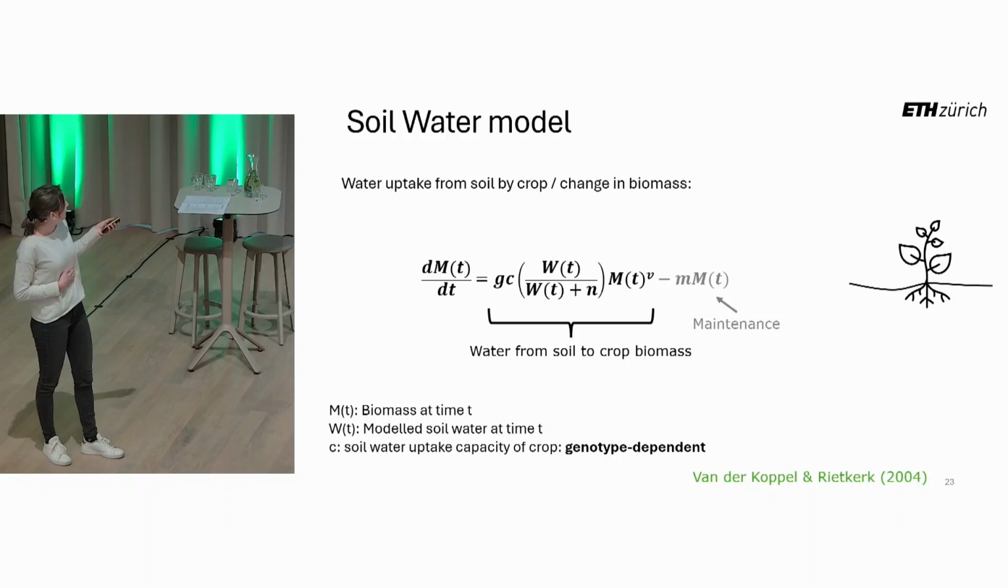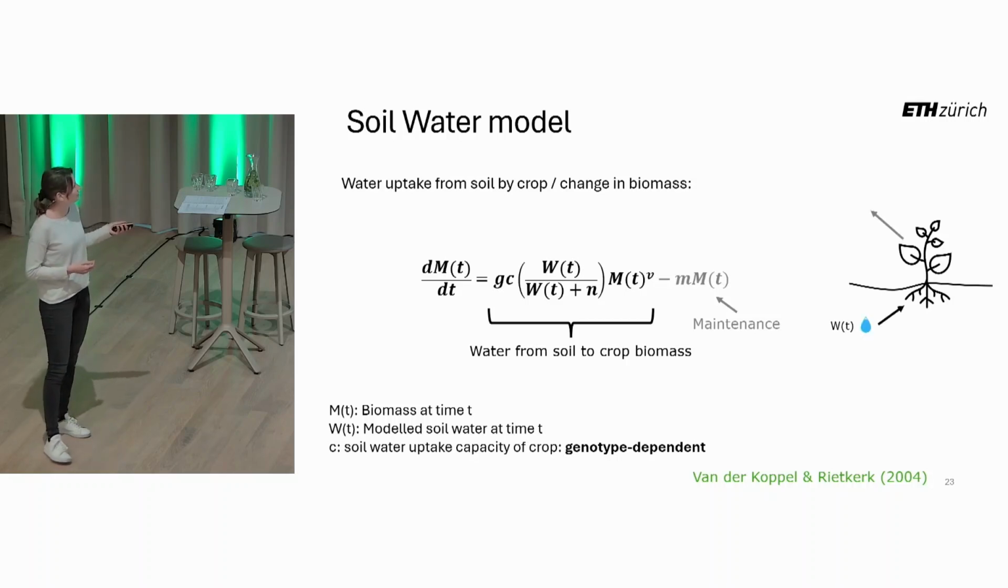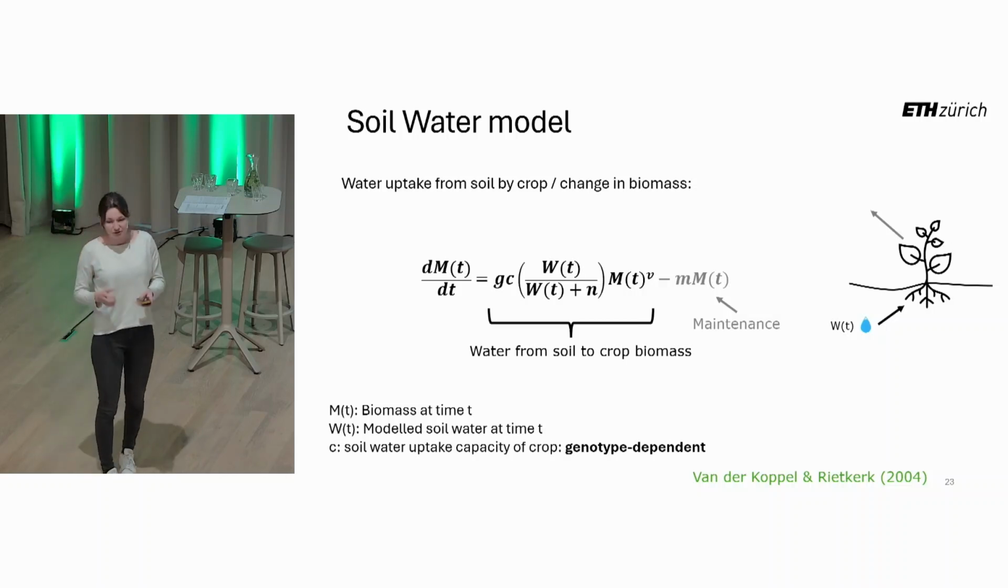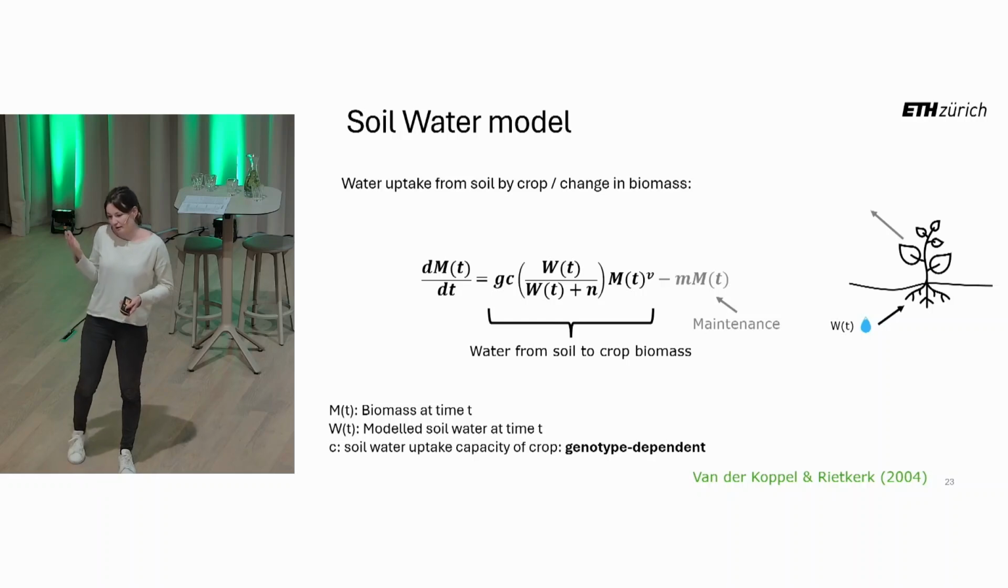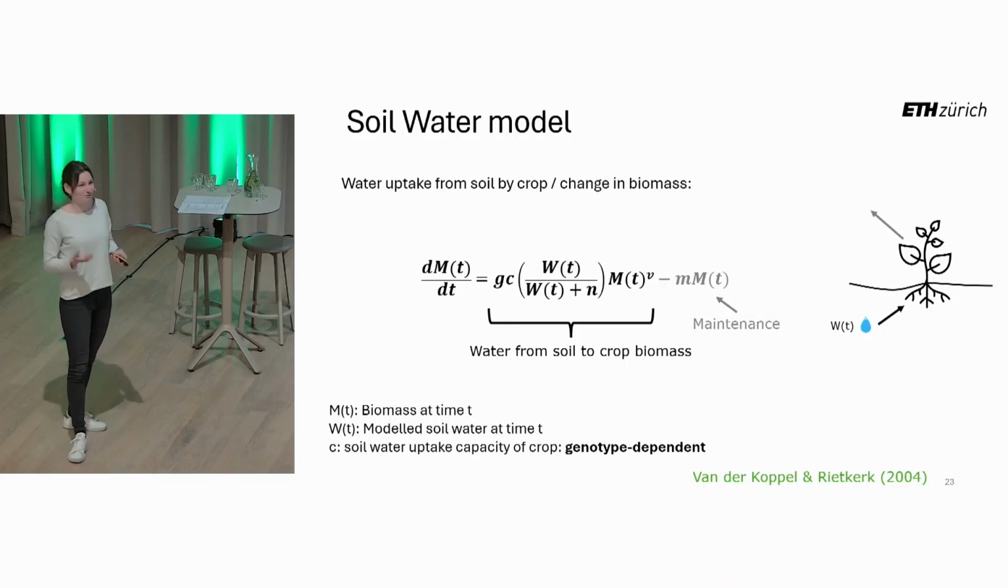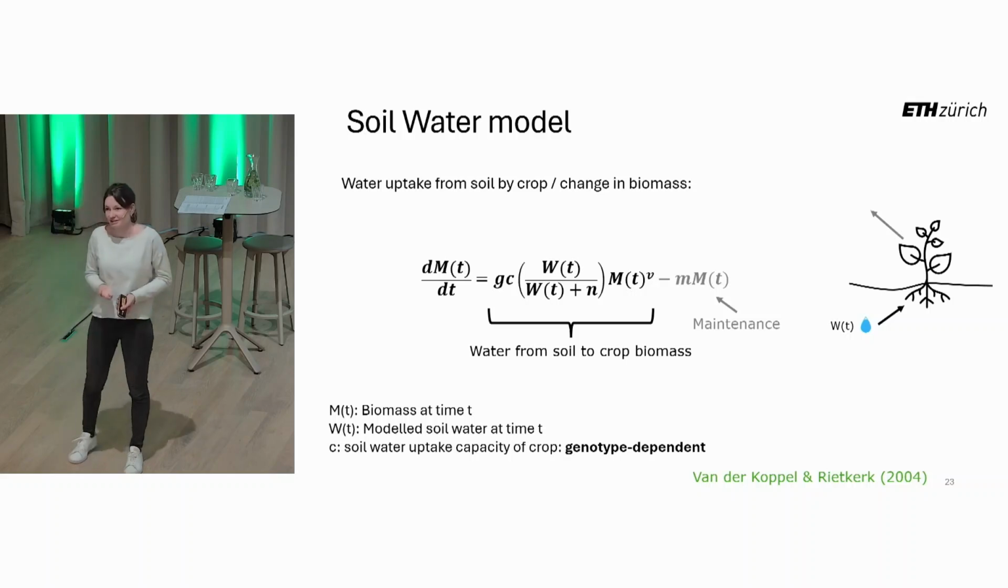And here we have this black part here. This is the water that goes from the soil into the crop biomass, and then we subtract the maintenance respiration. And here, an interesting parameter in the future will be, for example, C. This is the soil water uptake capacity by a crop, which is, again, genotype dependent. So here we are really interested in such traits which are genotype dependent for our genomic prediction approach.